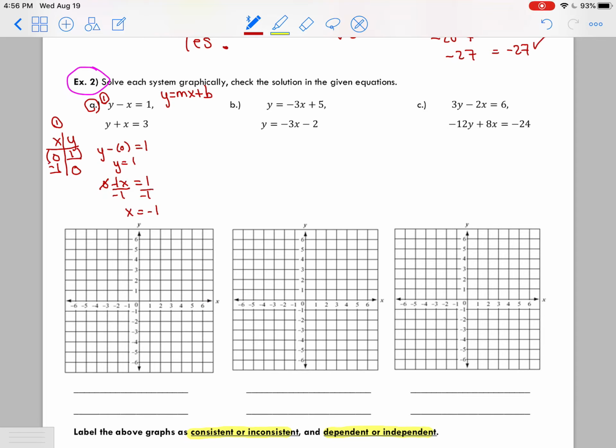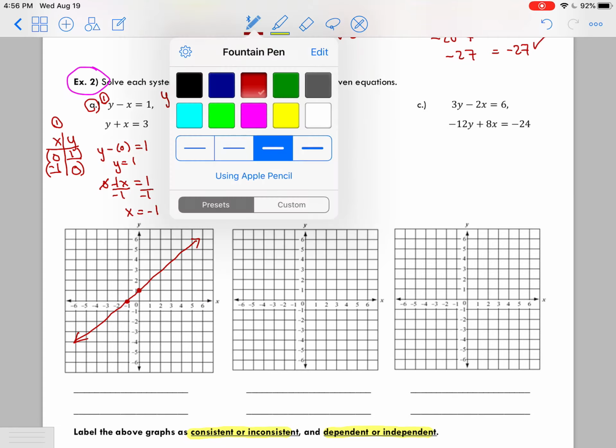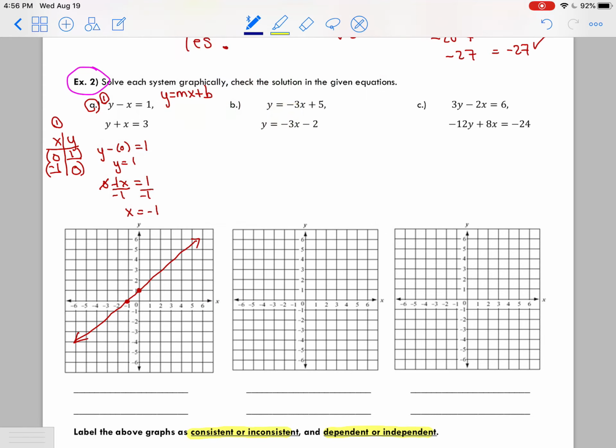So these are actually my points. I can just put little parentheses around here if I want. I've got my coordinates right there for equation number 1. So my y-intercept is right here at (0, 1). My x-intercept is right here at (-1, 0). So I'm going to graph or sketch my line here. And I can do the same for the second as well. Let's choose a different color. Let's go with blue.